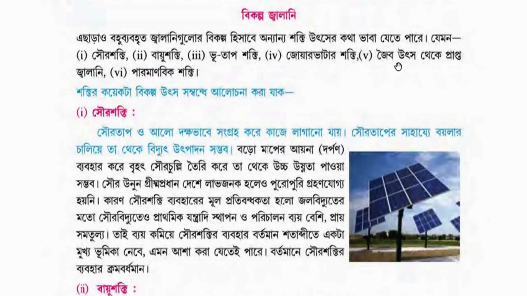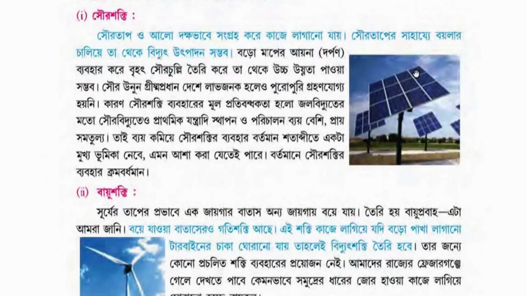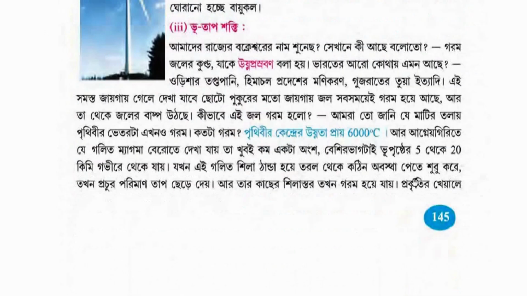The nuclear reactions involved in the process are known as nuclear fission reactions, and the nuclear power plants are known as nuclear fission reactors. India has two or three nuclear reactors which produce atomic energy. These are the alternative forms of energy. You just go through them.